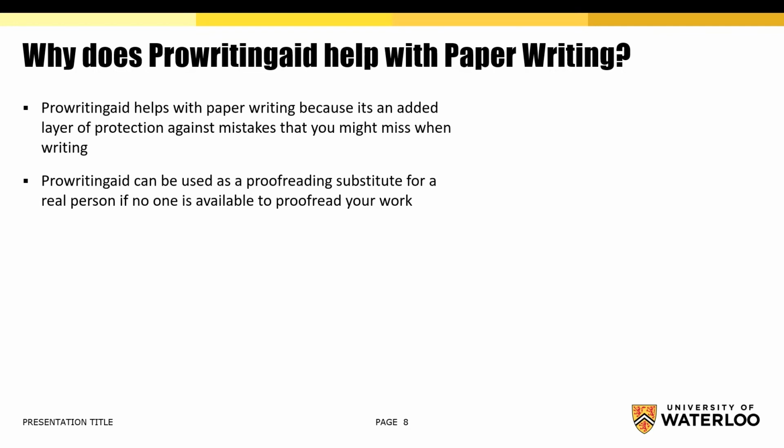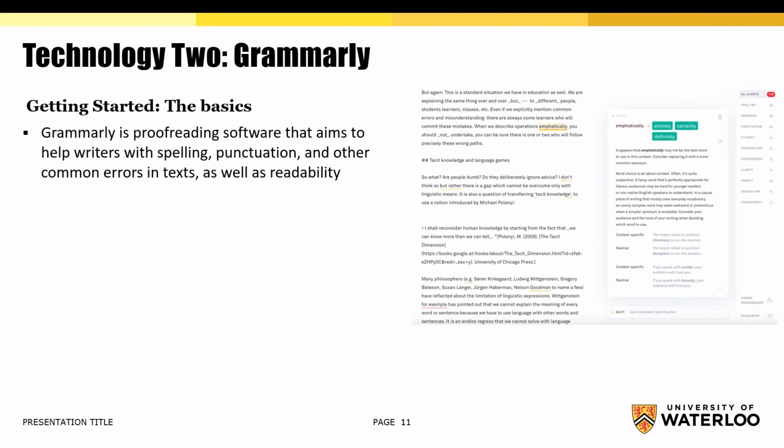ProWritingAid can be used as a proofreading substitute for a real person if no one is available to proofread your work. You should always try to get a person to proofread your work, but ProWritingAid is a fantastic substitute. ProWritingAid can also help you improve your knowledge of grammar rules and can aid you in making your writing more readable.